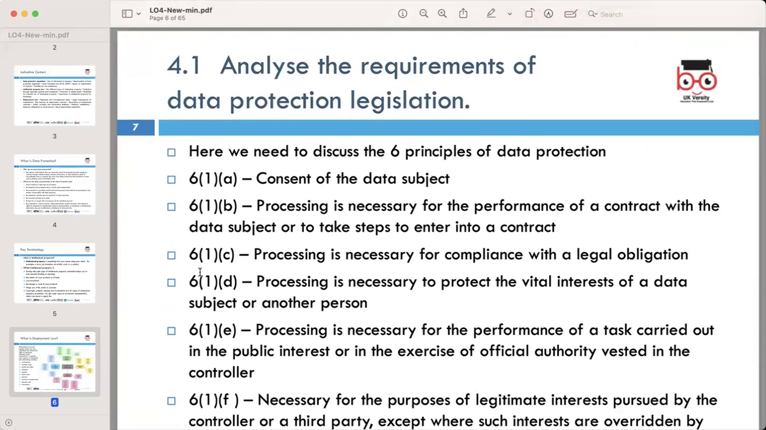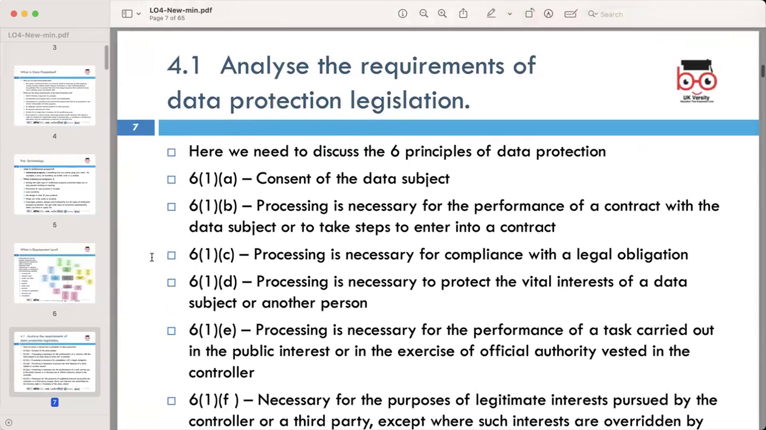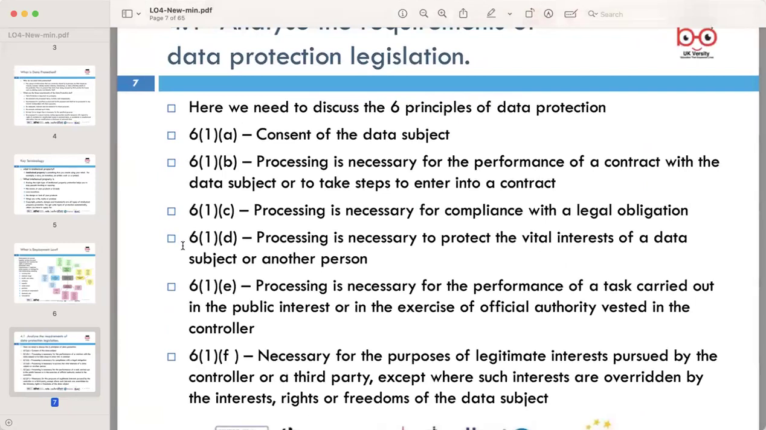Analyze the requirements of data protection. To comprehend the requirements of data protection legislation, an examination of the six principles is necessary. So, Section 6(1)(a) context of the data subjects, then processing for contract performance. Data processing is permissible if it is necessary for the performance of a contract with the data subject or to take steps to enter into contracts.